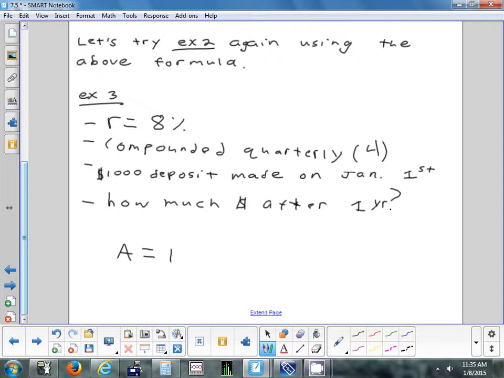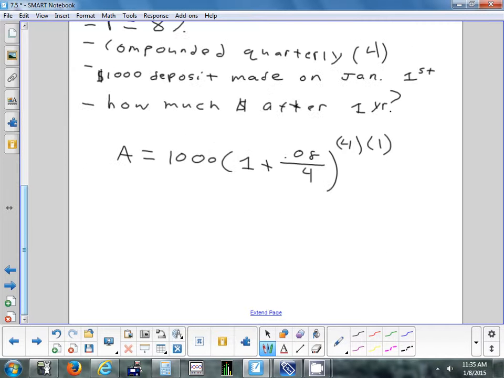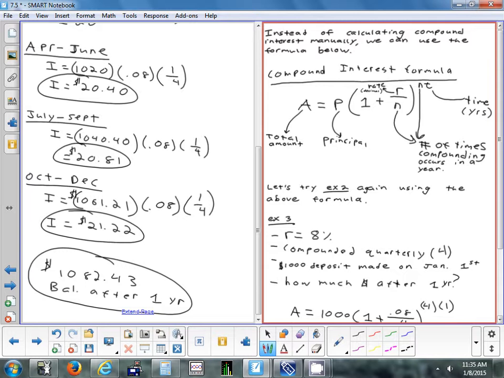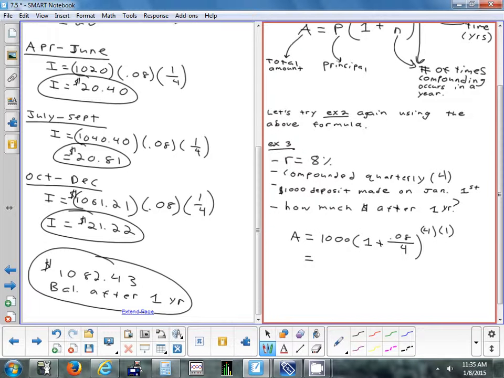Amount of money is your principal times 1 plus your rate. We already remember from the last problem, 8% is 0.08, divided by n, which is the number of times we're compounding, raised to the n times t. In this case, t is 1, so it doesn't really matter. So now, if everything works out nicely, when we type all that in, we should get $1,082.43 all in one step.